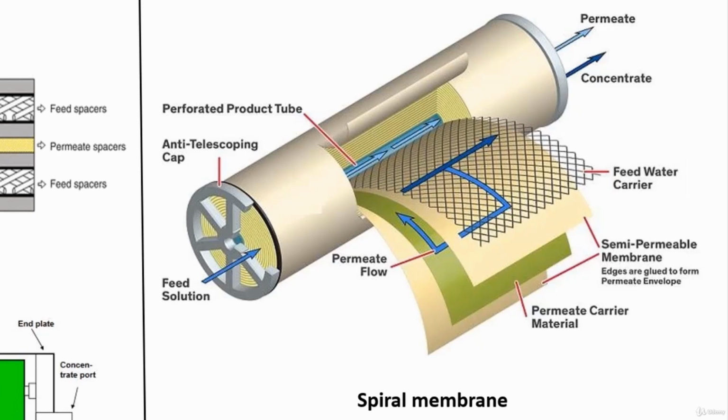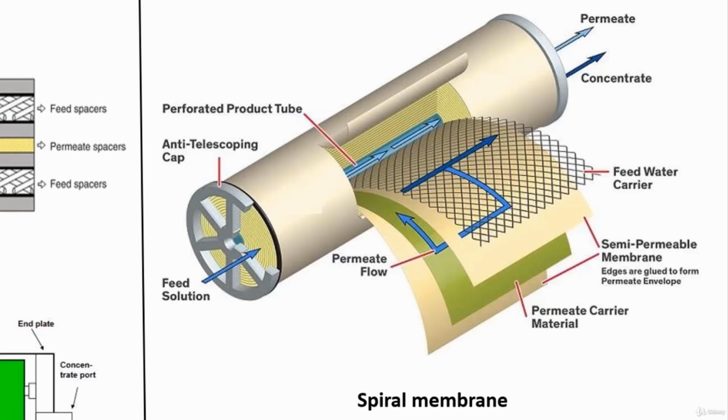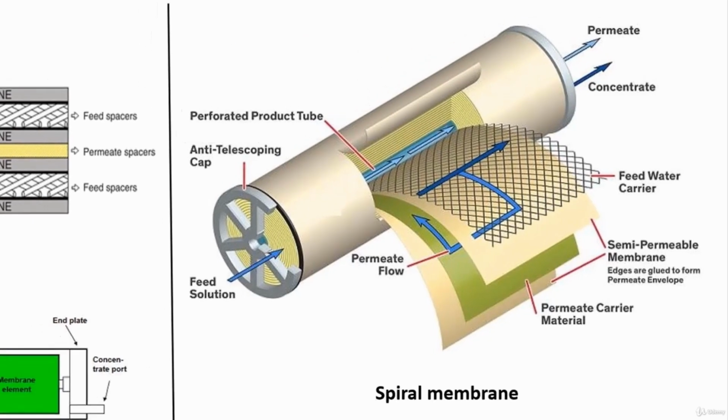There are many different types of feed spacers in the market, but the most commonly used feed spacers are ladder and diamond type. Feed spacers are usually made of plastic polypropylene. The operating mode in this type of membrane is cross-flow. In this operating mode, a portion of feed passes through the membrane and goes to the permeate channel and then is discharged to the permeate tube. The retentate also crosses the membrane and discharges to the outlet as concentrate.